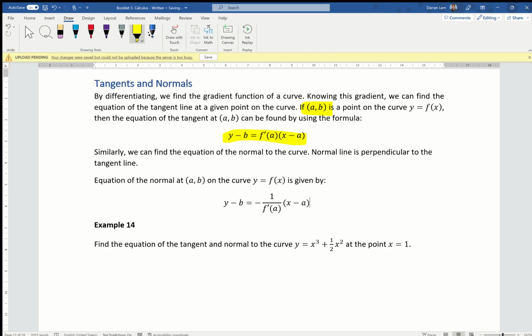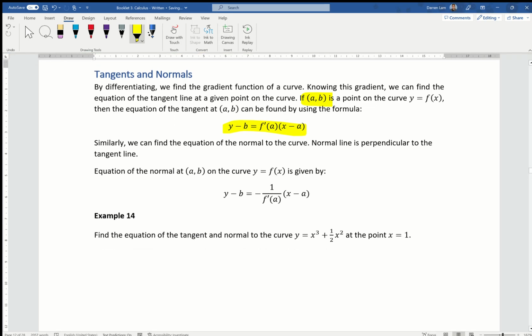The alternate way we've been doing it is where we substitute the value of a to get b, and then just find the gradient and substitute into your y equals mx plus c formula. They both work. It's entirely up to you. The only difference between the equation of the tangent and the normal, of course, is that the normal has a perpendicular gradient. In this case, the normal is going to use negative 1 over m, or negative 1 over the gradient of our previous tangent. Does it sound familiar so far? Okay, let's get into an example.